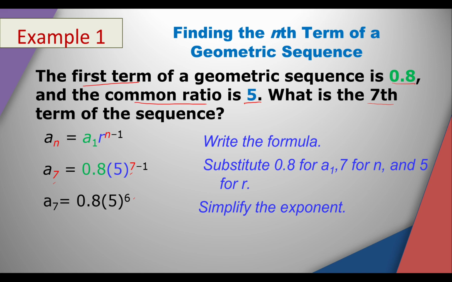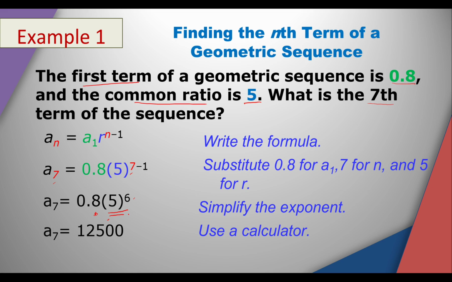Then what's the next operation? We have to do first your 5 raised to 6 before we are going to multiply by 8 tenths. You can use the calculator or you can do it the long way, and you will be arriving at the answer of a sub 7 equivalent to 12,500.